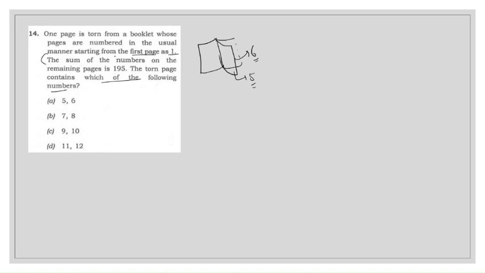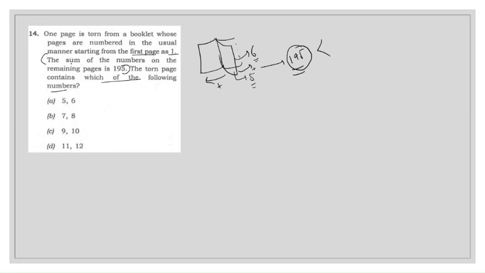But the only information that we are given here is the sum of the numbers on the remaining pages is 195. Like the numbers present on the pages before this particular page plus the sum of the numbers present on the pages that are present after this particular page. So after we add both these, the sum that we have is 195, which means that the total sum of all the numbers is obviously greater than 195 because we have already removed one page from it, right? So the torn page contains which of the following numbers? This is the particular question, and these are the four options that we have.